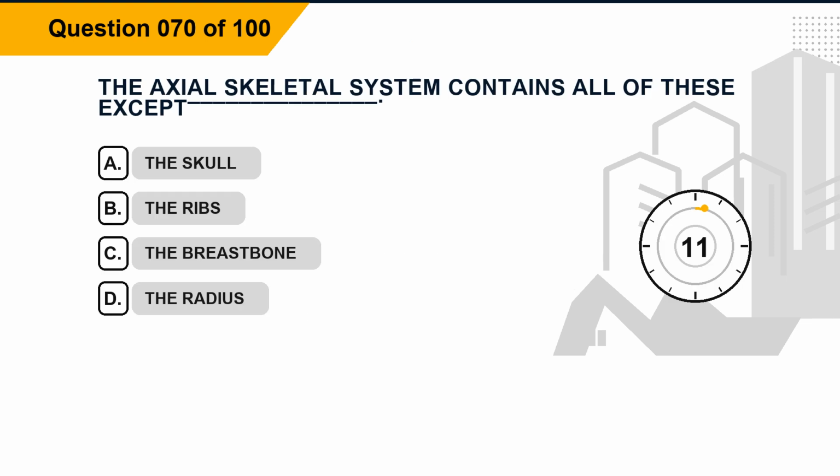Question 70. The axial skeletal system contains all of these except blank. Option A. The skull. Option B. The ribs. Option C. The breastbone. Option D. The radius. The correct answer is option D.